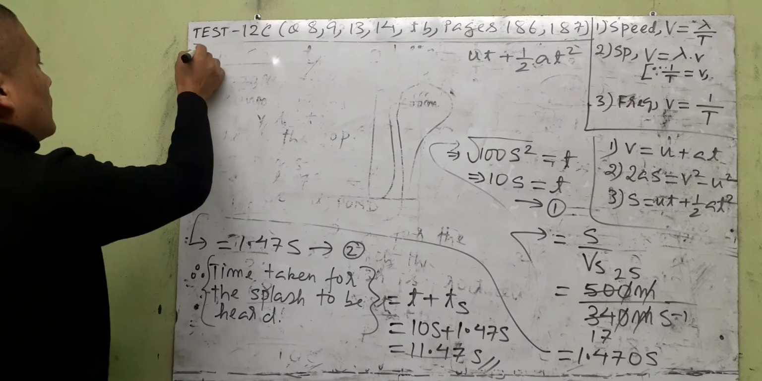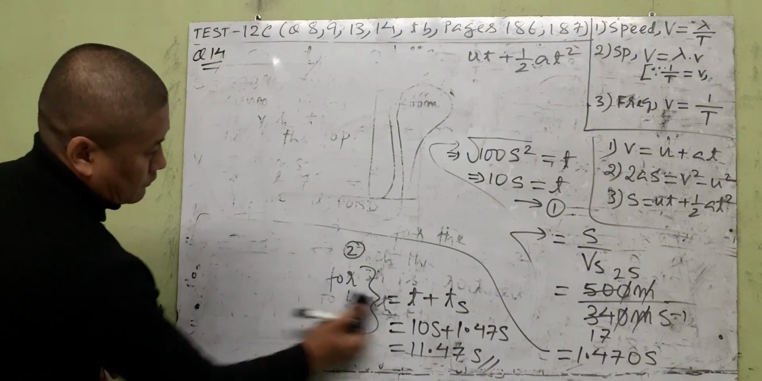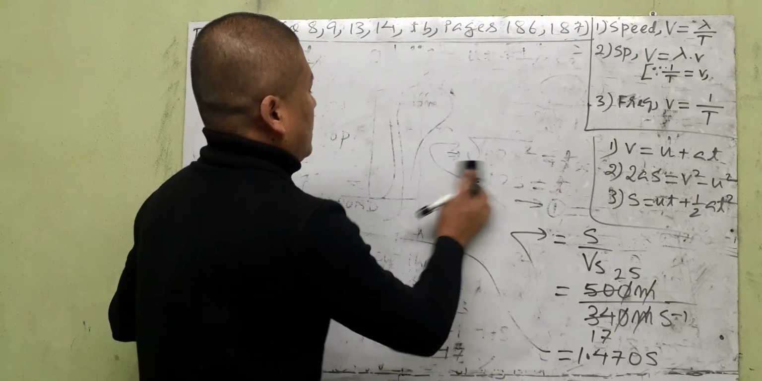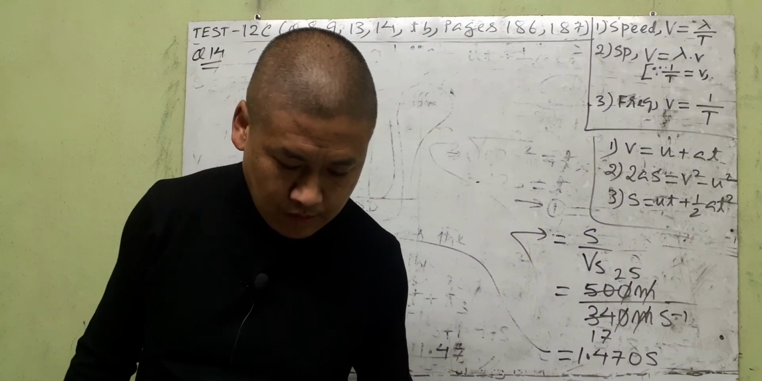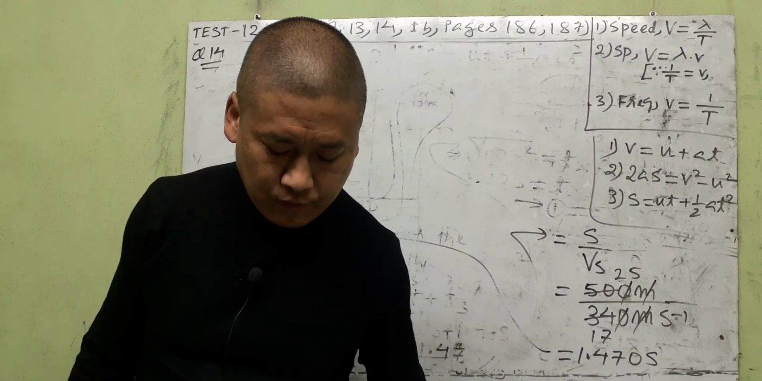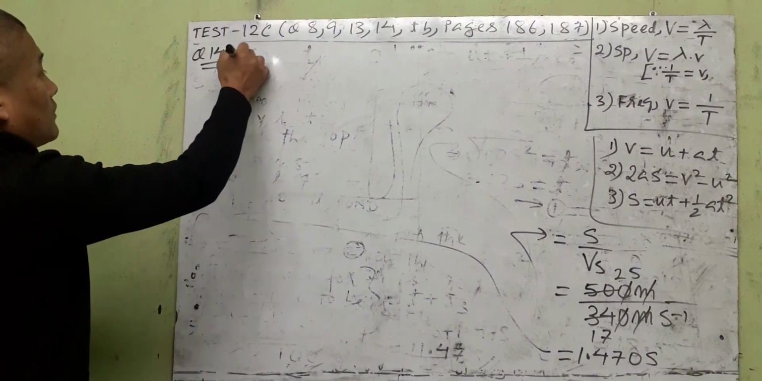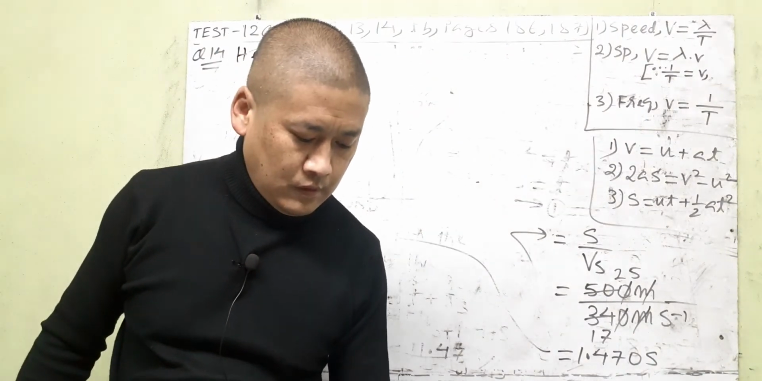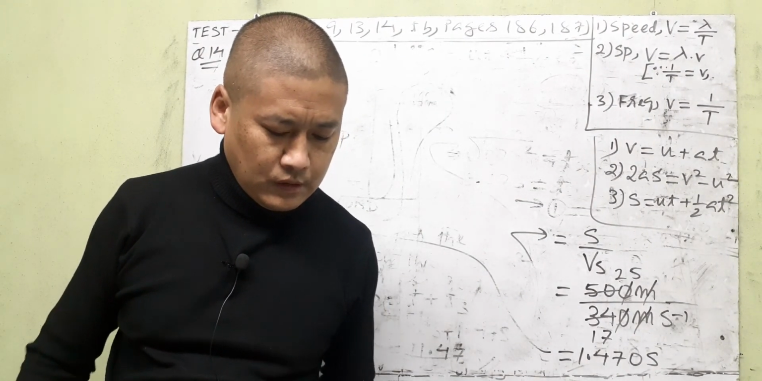Question number 14. Let me read the question. Sound wave travels at 339 meter per second. If its wavelength is 1.5, so we can just start writing here as we read the question. Or let us just do this in the next class.